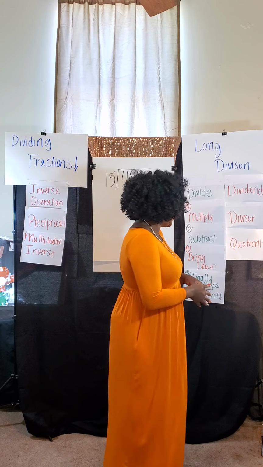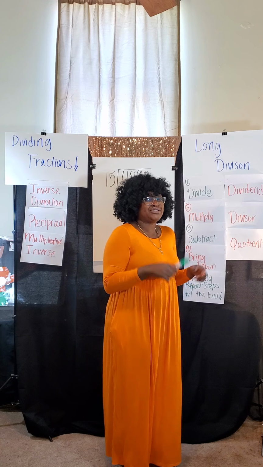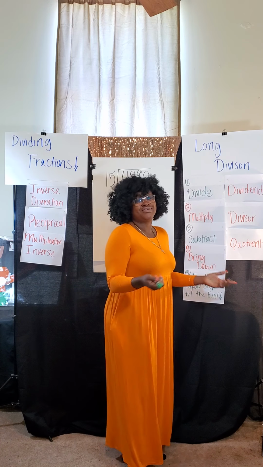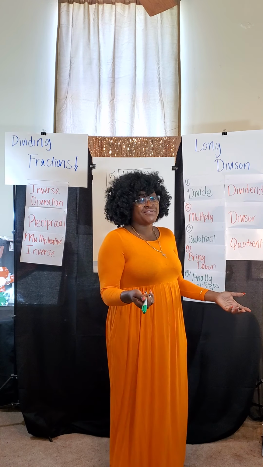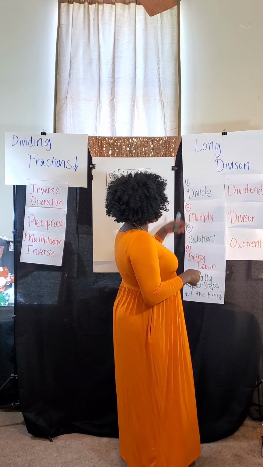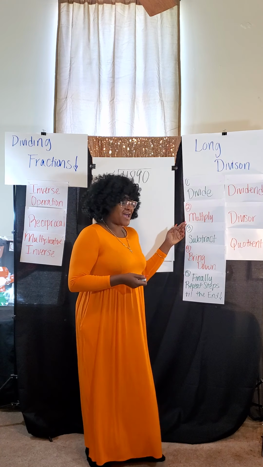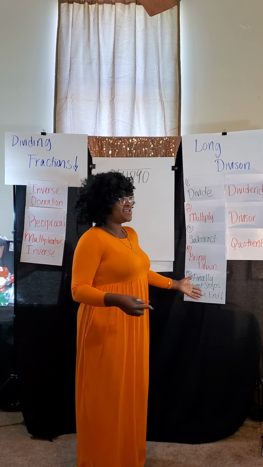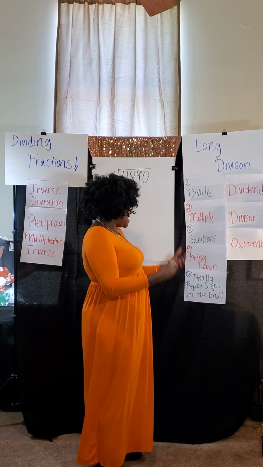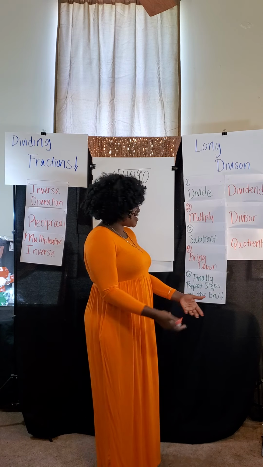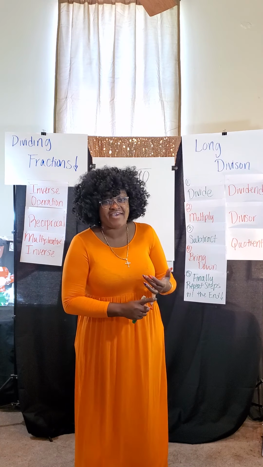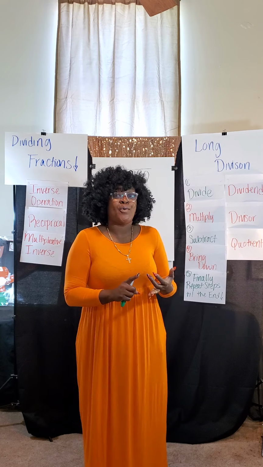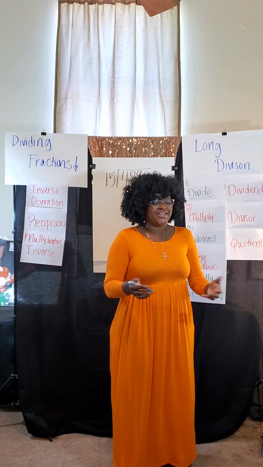I came up with some quick steps, which is considered the strategy of long division. First, you divide. Second, you multiply. Third, you subtract. Fourth, you bring down. And you do it again. Finally, you repeat all the steps to the end till you have a decimal or a remainder or neither.